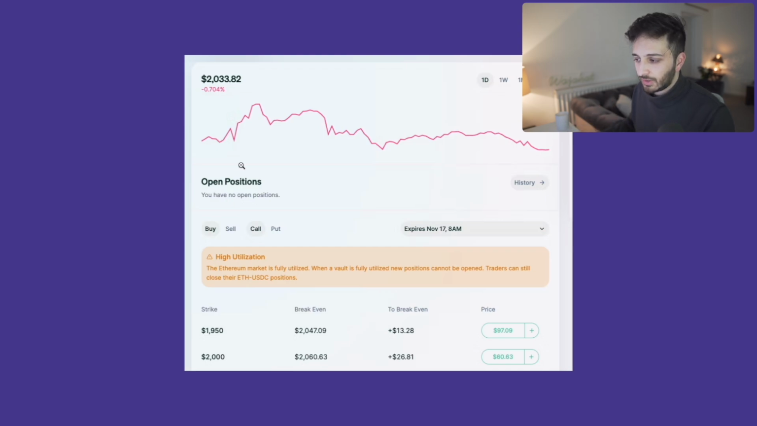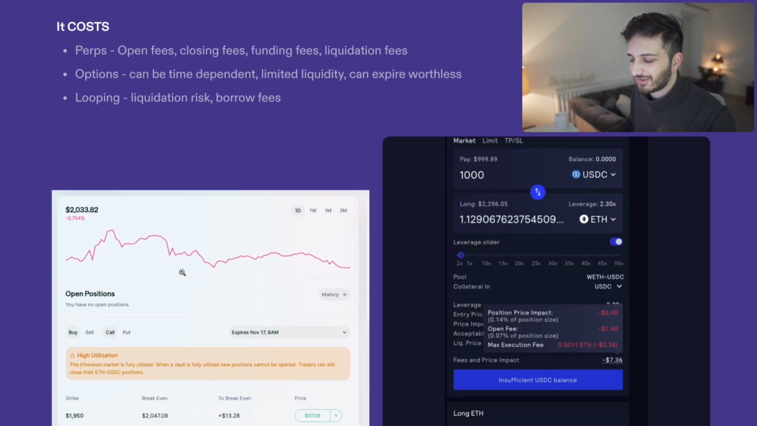And when I was looking at this, the entire market, I should say, was fully utilized, meaning I couldn't even open a position. So I think limited liquidity is certainly a big problem that we have with options on chain at the moment. I would like to think that in due time that does change, and I think the entire option space as a whole should grow massively. It's something that I'm particularly bullish on.